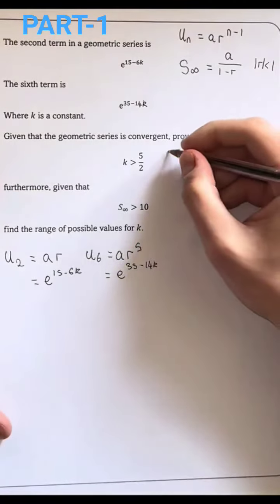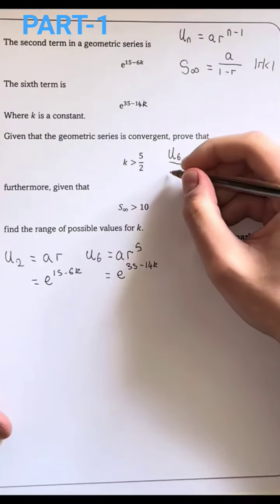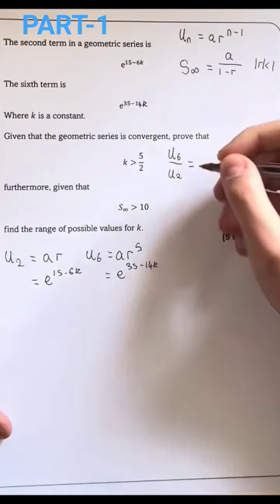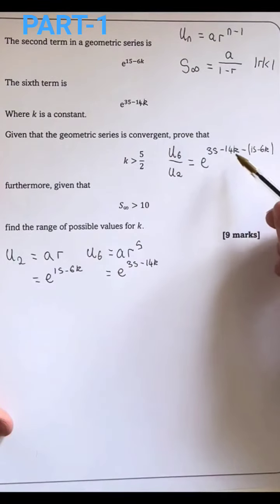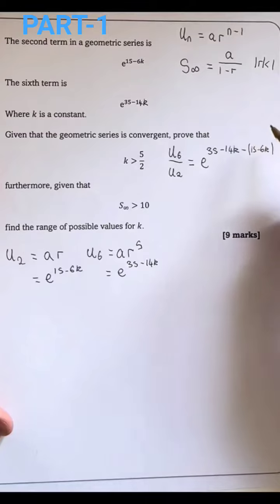So let me just do it up here because I'm going to run out of room at some point. So u6 over u2, what is that? Well, I just use my laws of indices. This is going to be e to the 35 minus 14k minus 15 minus 6k, just using your laws of indices. And I'm writing it like this just to make sure you don't miss this double negative.